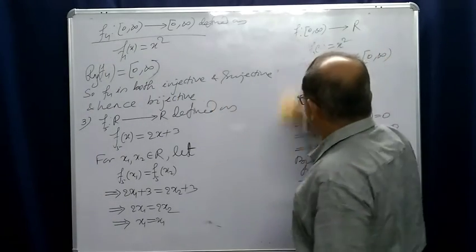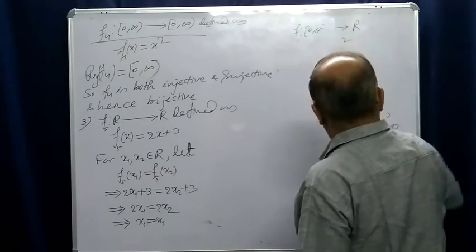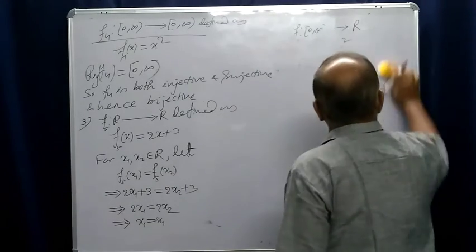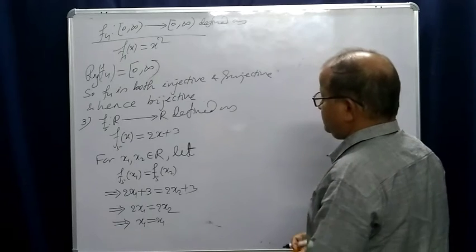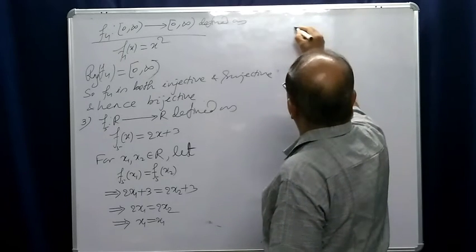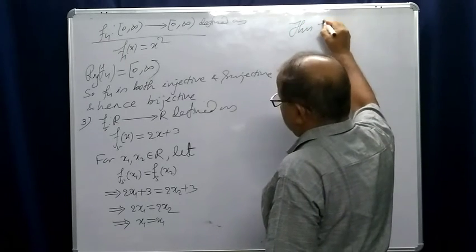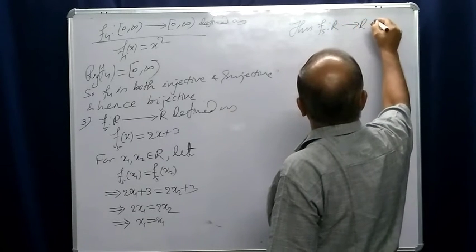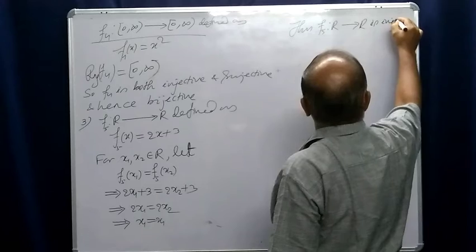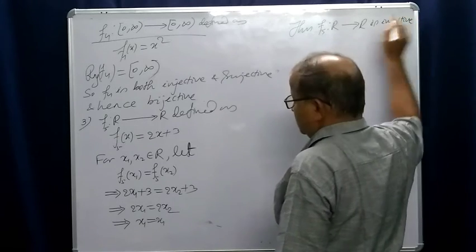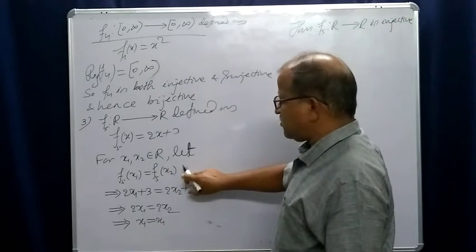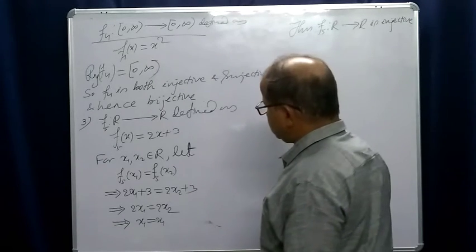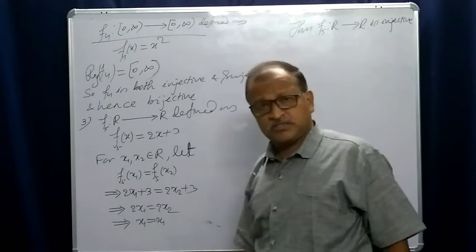right? Thus f5 from R to R is injective, because f of x1 is equal to f of x2 implies x1 is equal to x2. Next we will show that it is surjective.